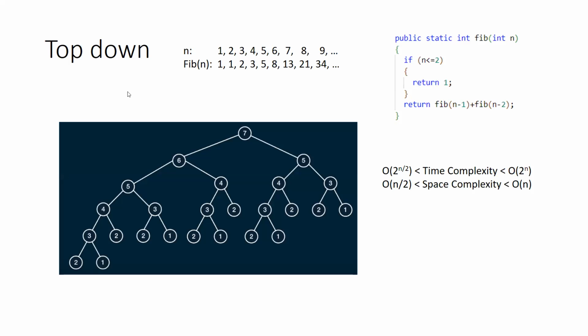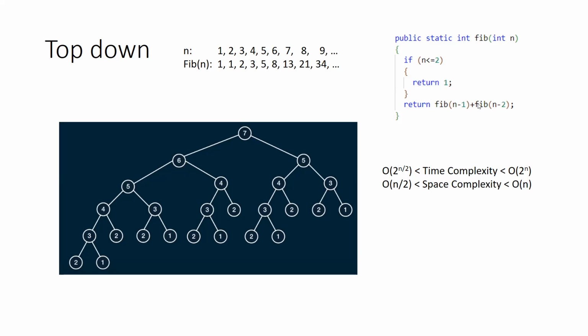Now we can follow a top-down strategy, and by top-down I mean that if I ask you what is the seventh number, we can start from that. Then we can say that the seventh number will be the sum of the sixth number and the fifth number, whatever those numbers are. And then solve this problem recursively: solve the sixth number, which will be the summation of the fifth and the fourth number, and so on and so forth.